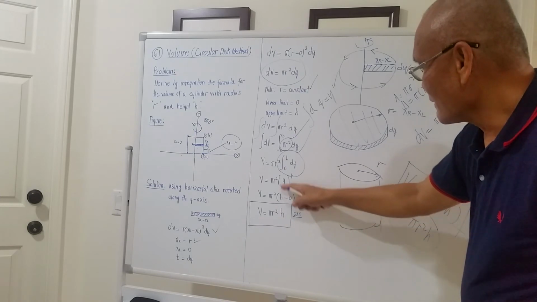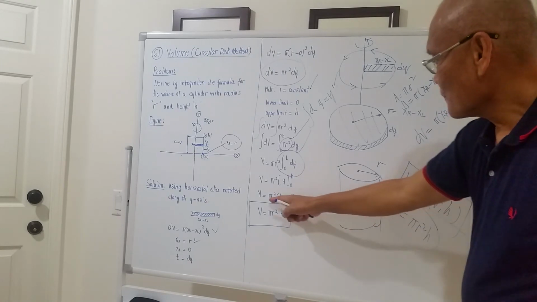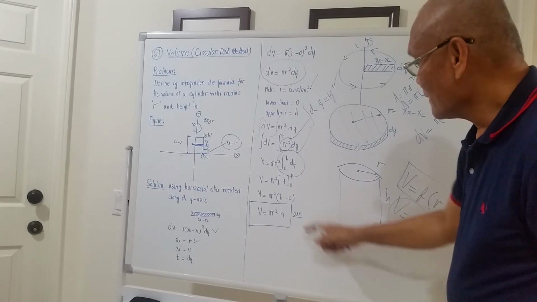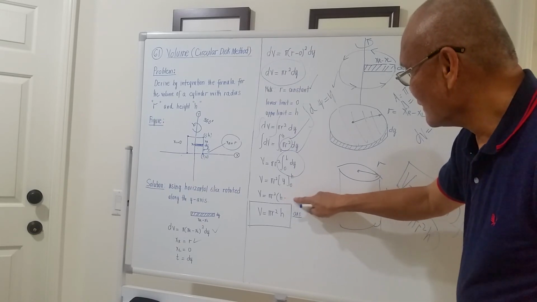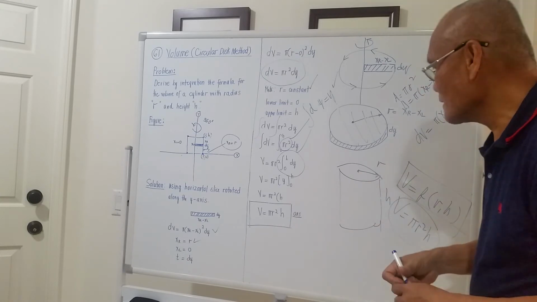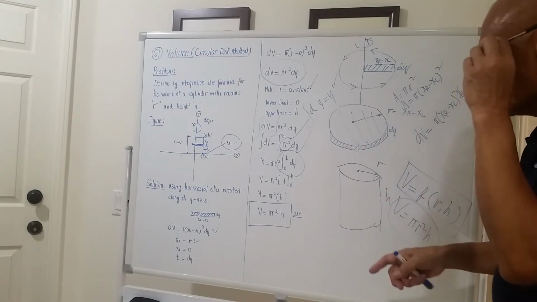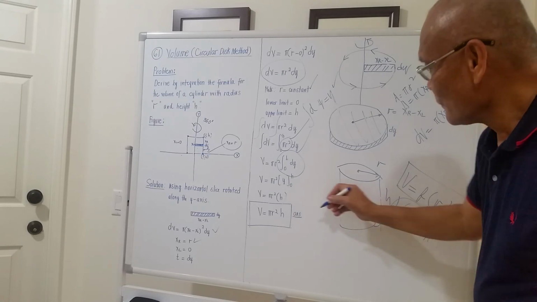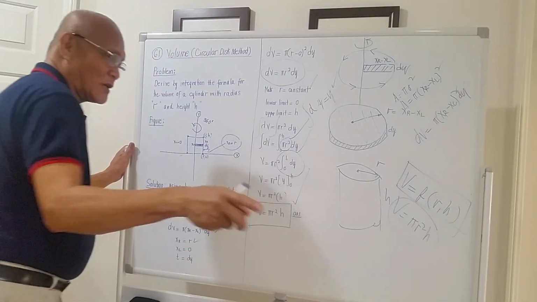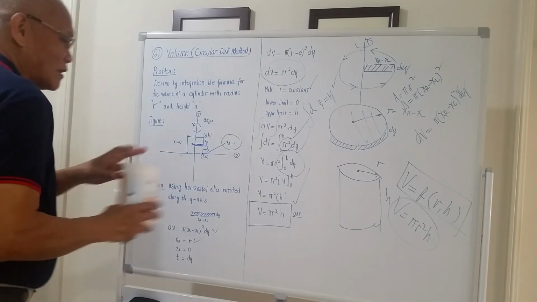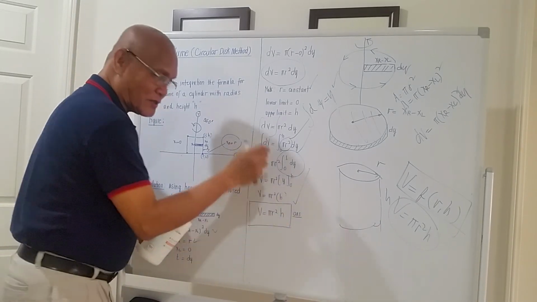So volume now will be, rewriting this one, pi r square, open quantity y with the limit from 0 to h. This is pi r square. Putting the upper limit, this is h, minus the lower limit, which is 0. That 0 has no effect on the final answer, right? So the formula for the volume of a cylinder as a function of the radius r and h, in general, volume is pi r square h.